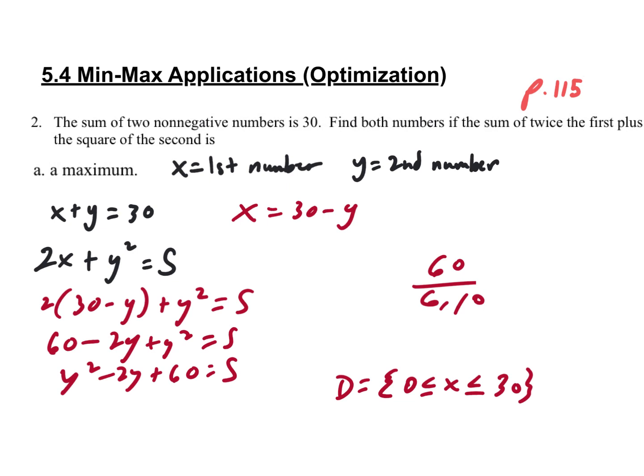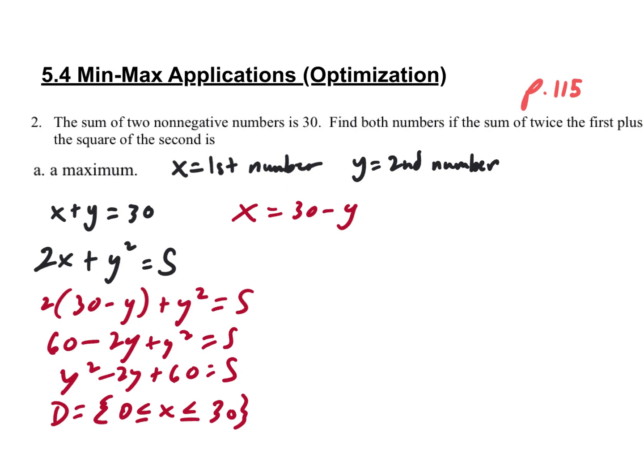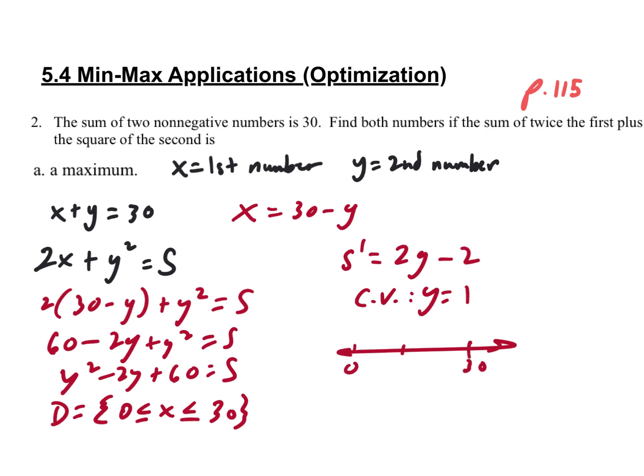I need to move this though. It's going to move the whole thing. Oh no, fantastic. We don't have to factor that, because that would be awful. So let's finish it this way. Now I'm going to take s prime, which is 2y minus 2. So my critical value is going to be y equals 1. On my number line, I need to include 0 and 30 this time, because those are actual endpoints, so we have to watch out for that.